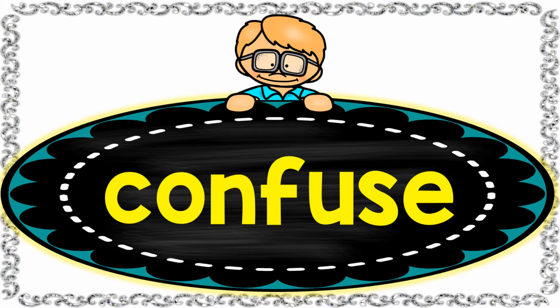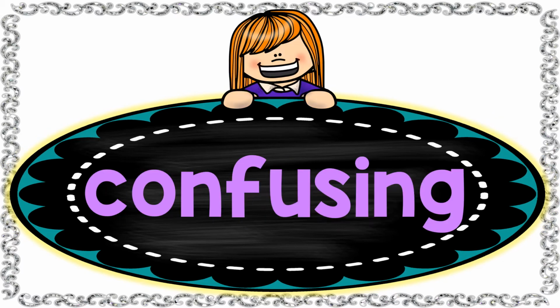Confuse. If you confuse someone, you're kind of making them kind of tricked a little bit. So if you're confused, you really don't understand something. Something's making you really think about it and question what you're doing. Confuse. Now let's drop the E and let's add our suffix ing. This word becomes confusing. The math lesson today was very confusing.